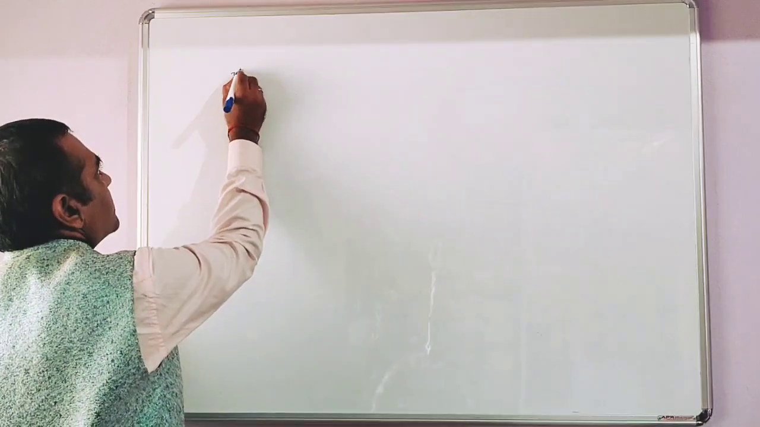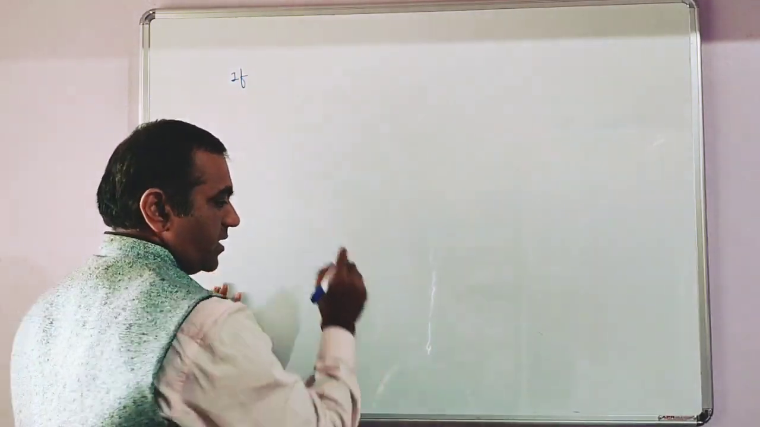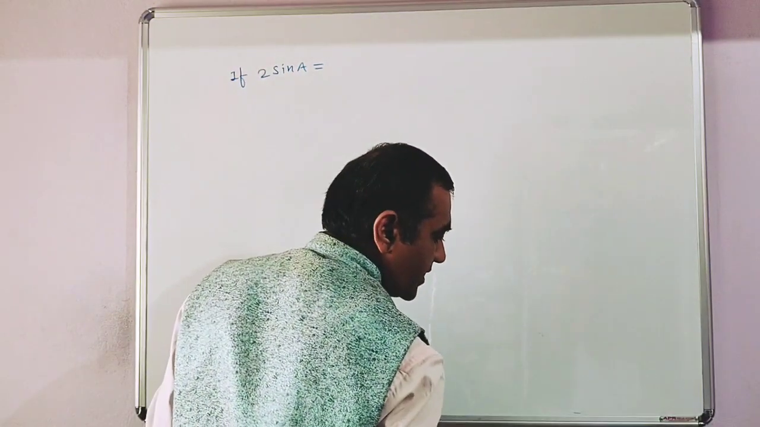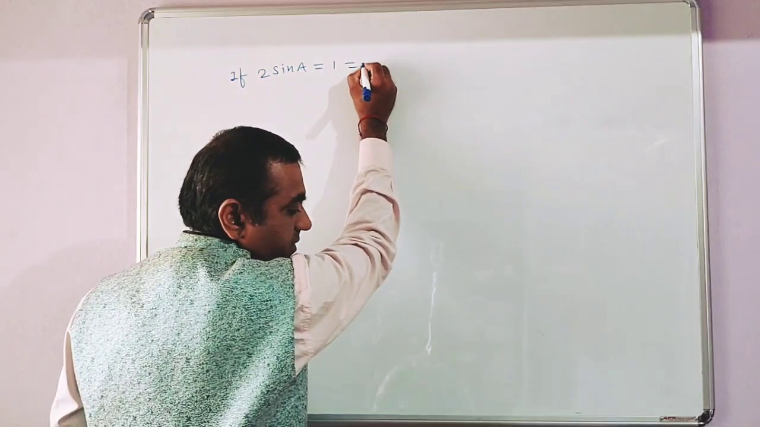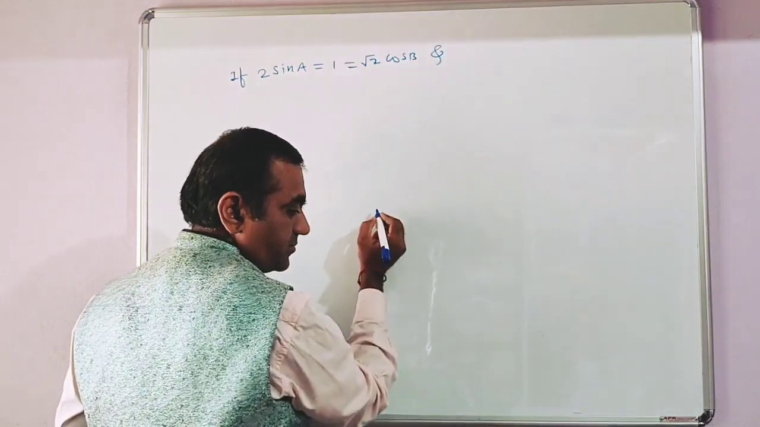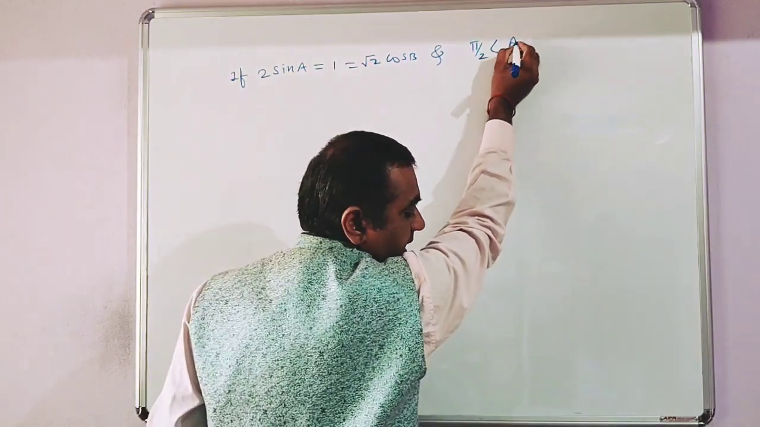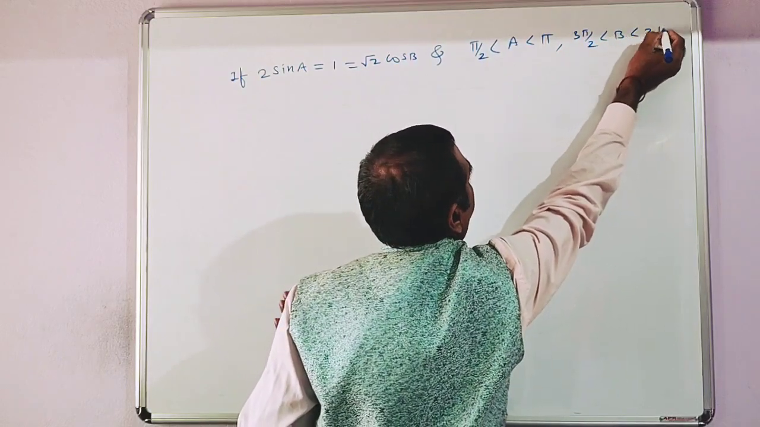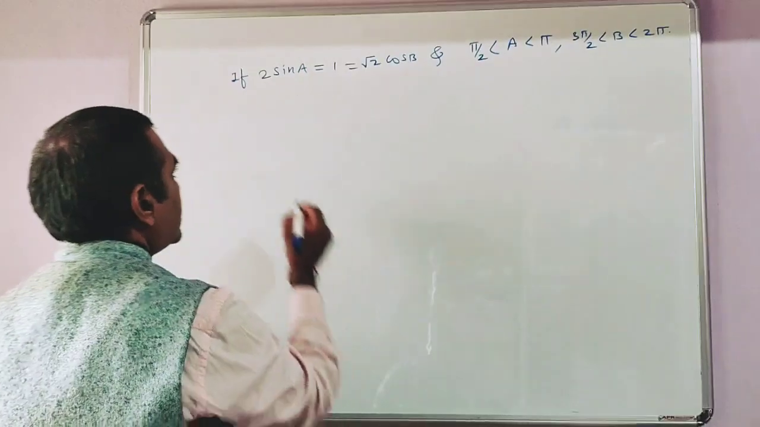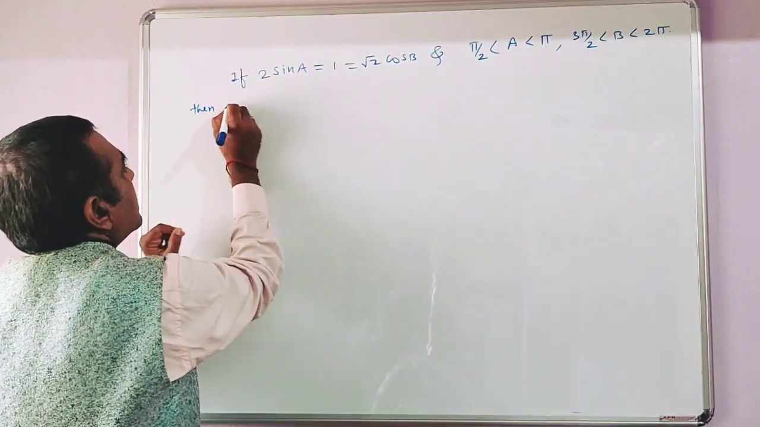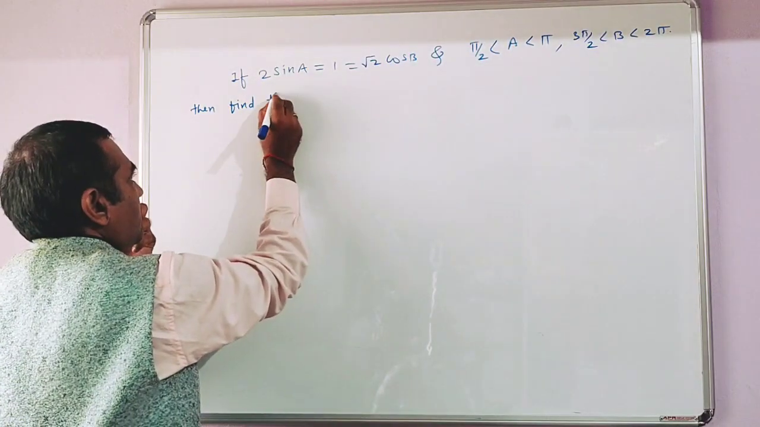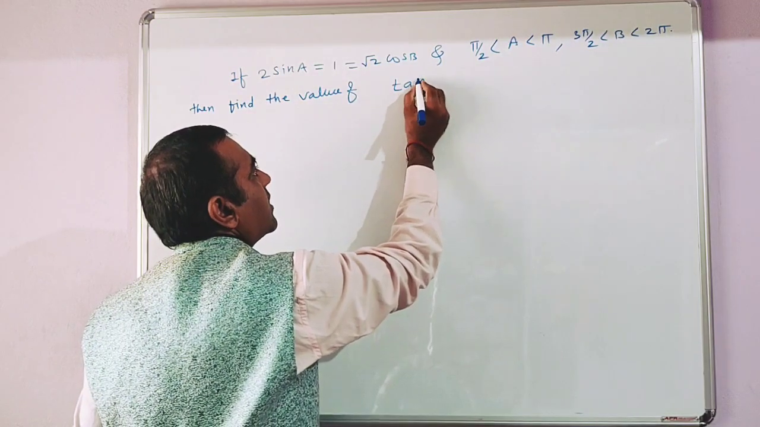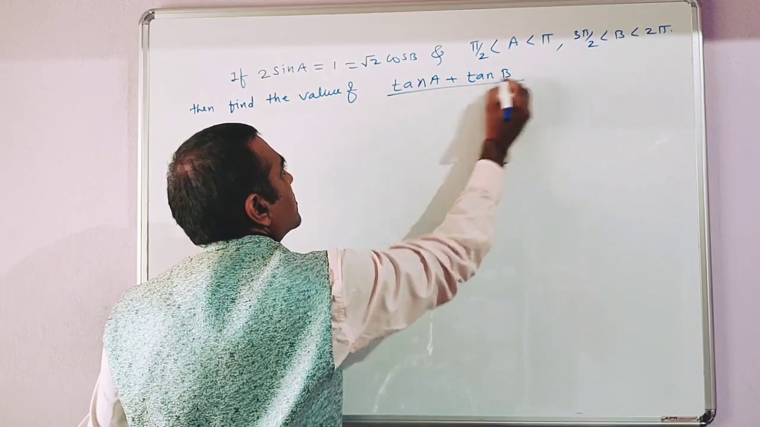Today, suppose there are some questions like this: if 2 times sin A is equal to 1, and under root 2 cos B is equal to 1, and pi by 2 is less than A is less than pi, 3 pi by 2 is less than B is less than 2 pi, then find the value of tan A plus tan B upon cos A plus cos B.